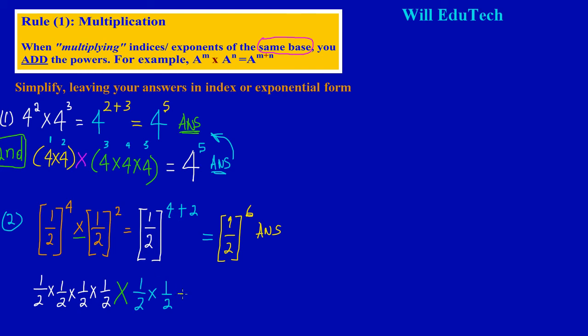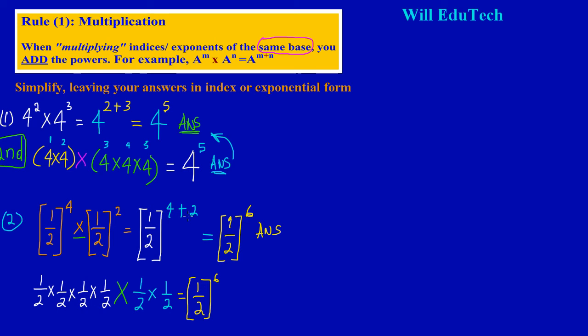The base is common, which is a half, 1 upon 2. So let's just put that in a bracket to show that the 1 upon 2 is raised to the 6. Both my numerator is raised to 6 and both my denominator is raised to the 6th power. Okay, so those are 2 examples.